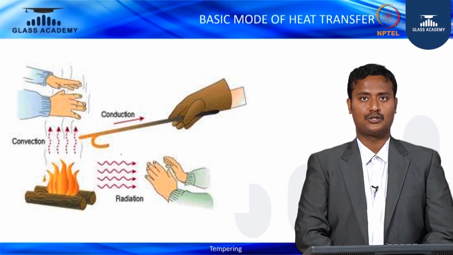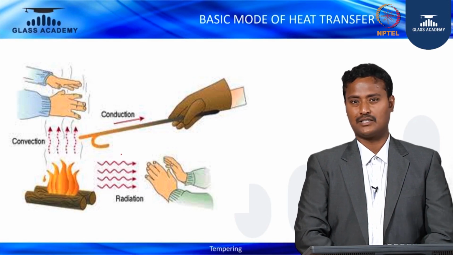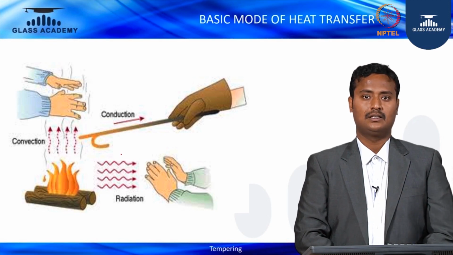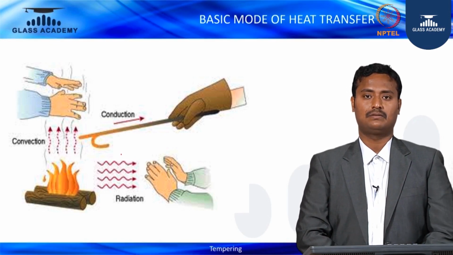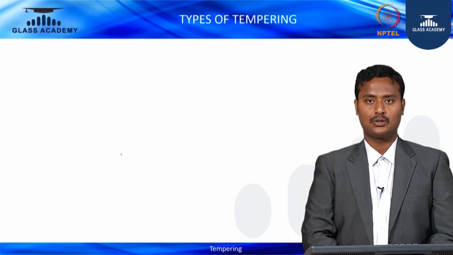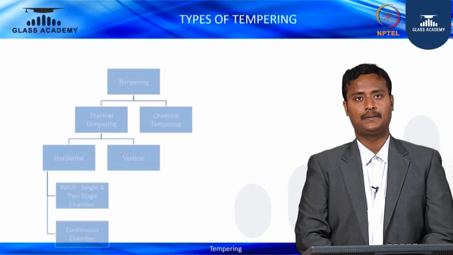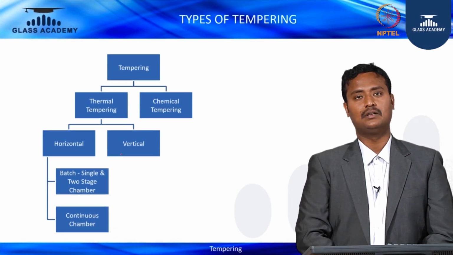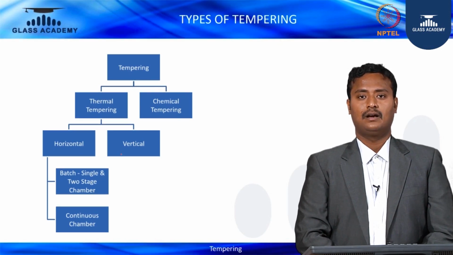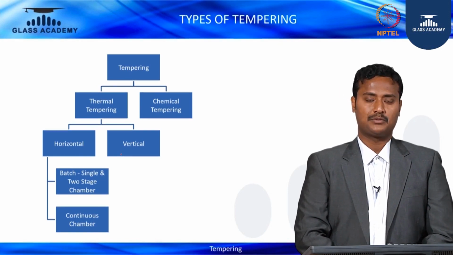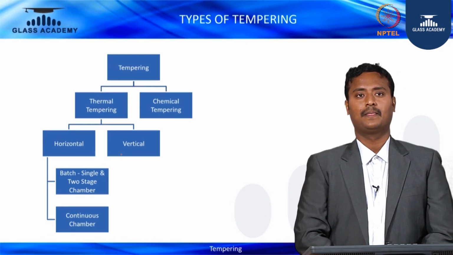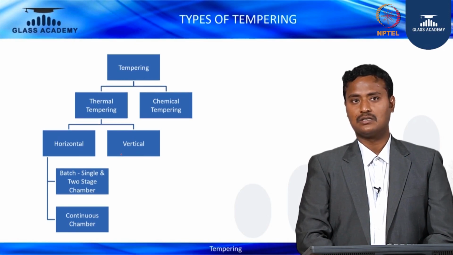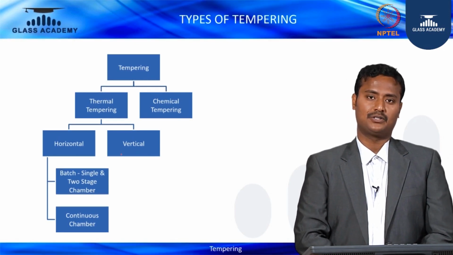I hope you all understood the basic modes of heat transfer. Why I'm emphasizing this is that if you understand it, you can understand the tempering process better. So let's move on to the types of tempering. Tempering is divided into two types: thermal tempering and chemical tempering. Thermal tempering is further divided into two types: horizontal and vertical tempering. And again, horizontal tempering is divided into two types: batch single two-stage chamber or continuous chamber.